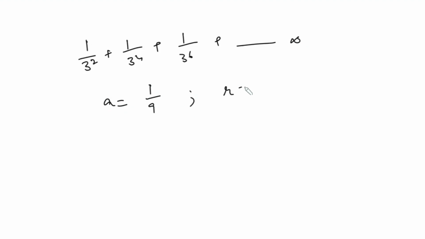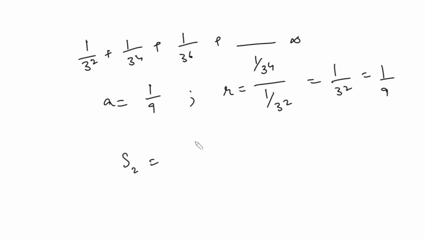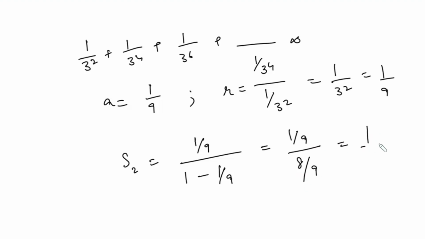Similarly, for the second part, we had 1 over 3 squared plus 1 over 3 raised to the power 4 plus 1 over 3 raised to the power 6 and so on up to infinity. Here a is equal to 1 over 3 squared, so 1 over 9, and r is equal to 1 over 3 raised to the power 4 divided by 1 over 3 squared, which is same as 1 over 3 squared, or we can say 1 over 9. So the sum of this series will be equal to a, 1 over 9, over 1 minus r. So that's 1 over 9 divided by 8 over 9, or 1 over 8.